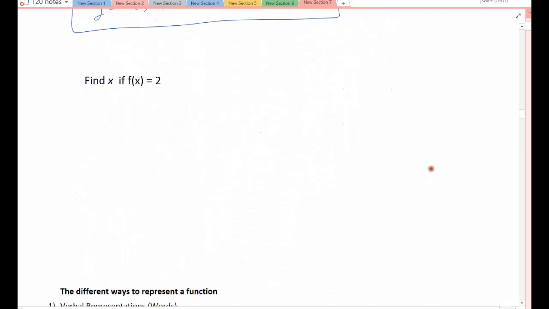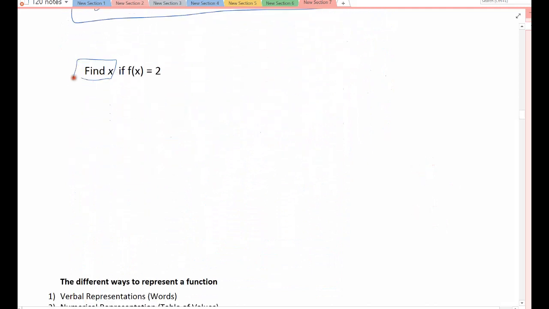Alright, the last one, I want to find x given f of x equals 2. So we know the y value is 2. We want to find the x value that's paired with it. And so this is solving a function. So I want to set my function equal to 2. Well, my function was 2x squared plus x minus 1.